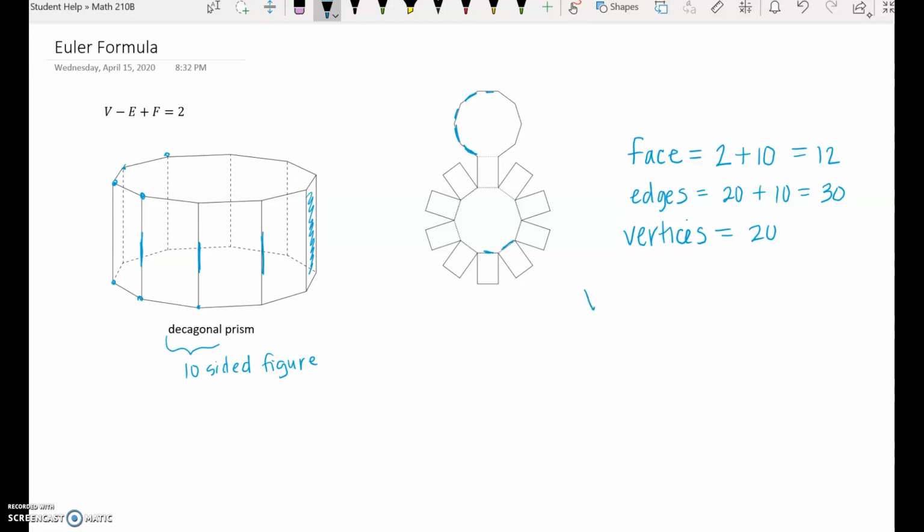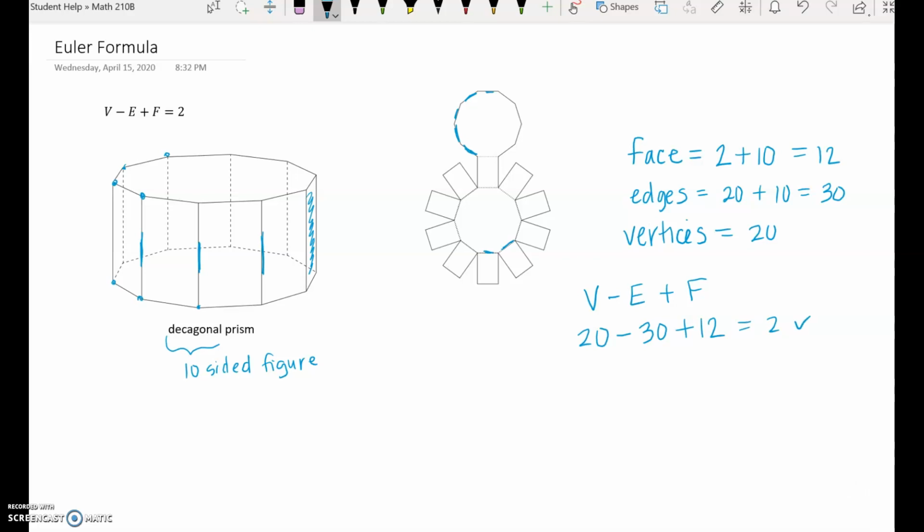So for this particular figure, if we do V minus E plus F, the number of vertices we said was 20, the number of edges was 30, and the number of faces was 12. And if we add those together, we should get 2. So that verifies Euler's formula.